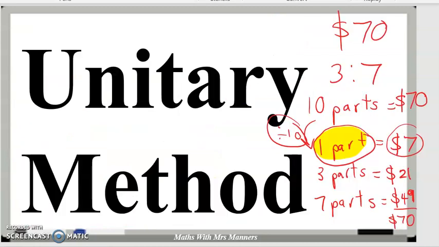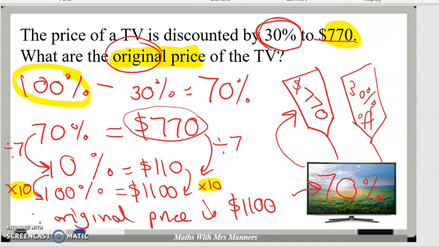And I just want to remind you, in this last step where we multiplied by 10, if I go back to the first example with ratio and rates, when I went from 1 part to 3 parts, that's also where I multiplied by 3 on both sides. So you can see how the two processes used in different topics are very similar. So now we found that the original price of the TV is $1,100. I hope that makes sense.